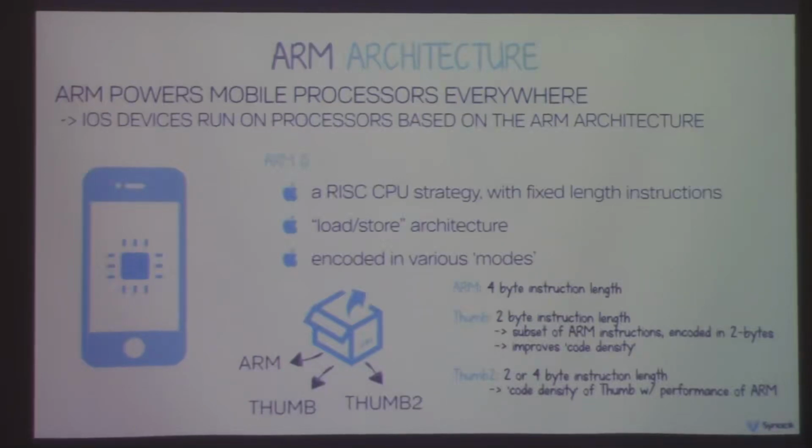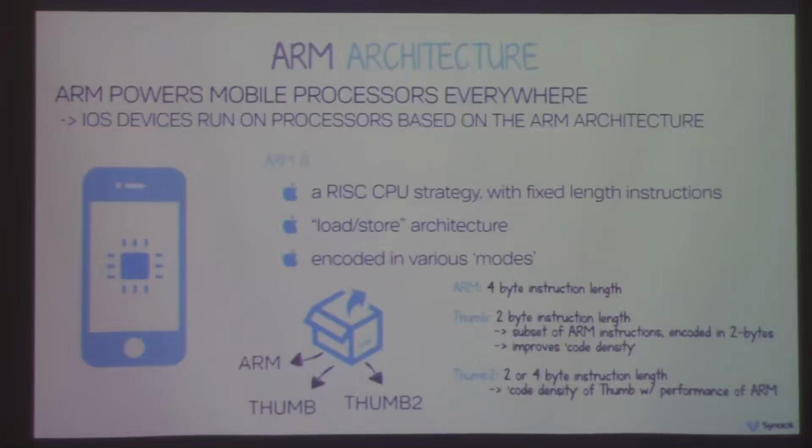It's also encoded into various modes. The first one is called ARM. This has a 4-byte instruction length. And then ARM, the company, came out with Thumb encoding, which is a 2-byte instruction length. This is beneficial because basically you can get more code in smaller space. Again, ARM is used in embedded devices. So it's a subset of ARM instructions encoded in 2 bytes.